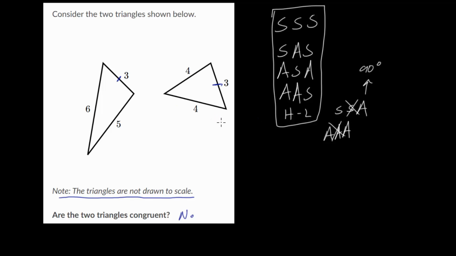But the pictures can give a little bit of a clue, and you can see that they don't look congruent to each other. So with this problem, are the two triangles congruent to each other? The answer would be no.